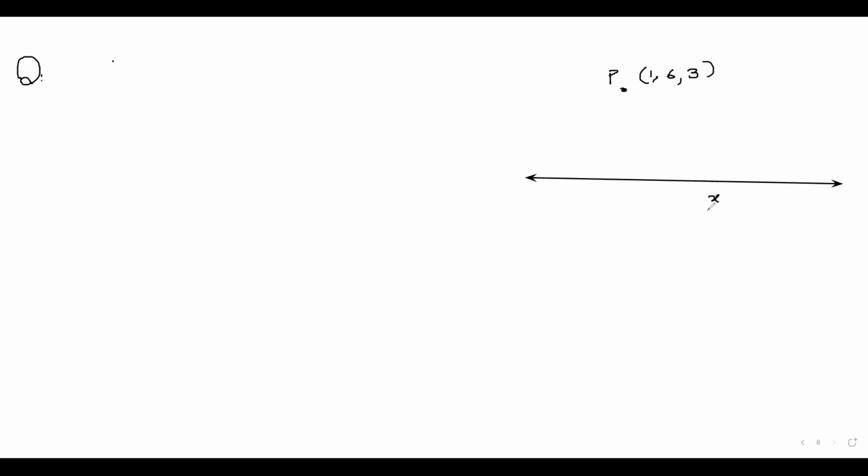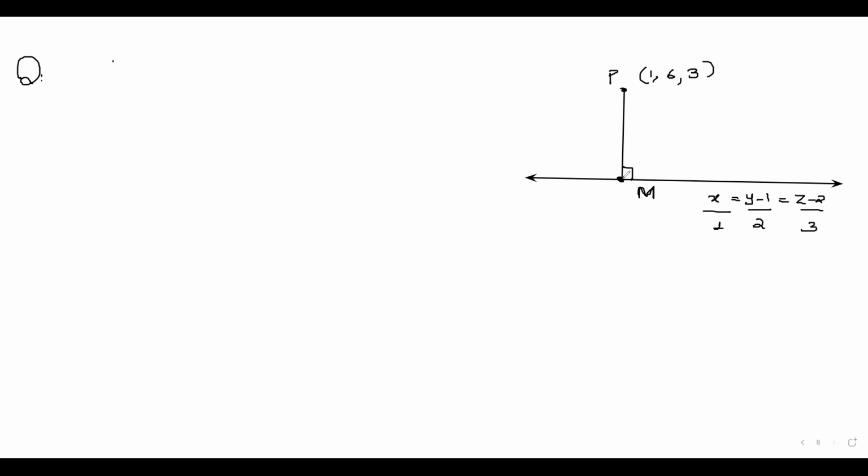You have a line here, x by 1, y minus 1 by 2, z minus 2 by 3. Okay, this is the line, and from this point, you are drawing a perpendicular. So you need to find the image. Before that, we have done a question. That is clear to you? Yes, sir. Okay, so can you tell me how you can find this point M?